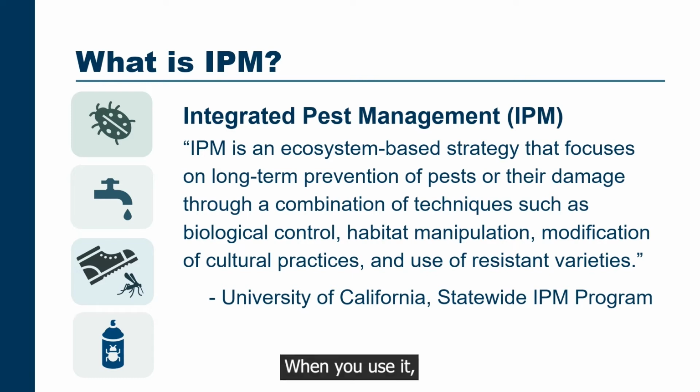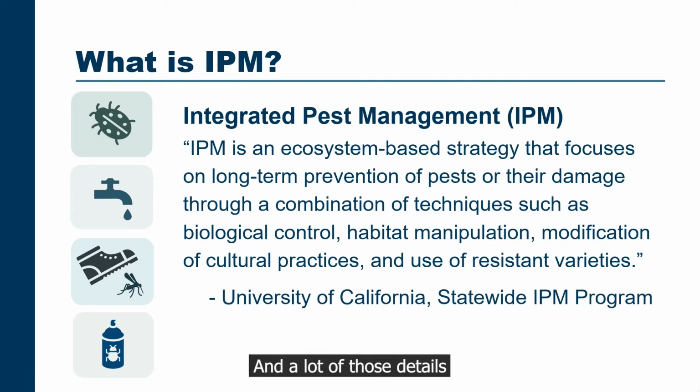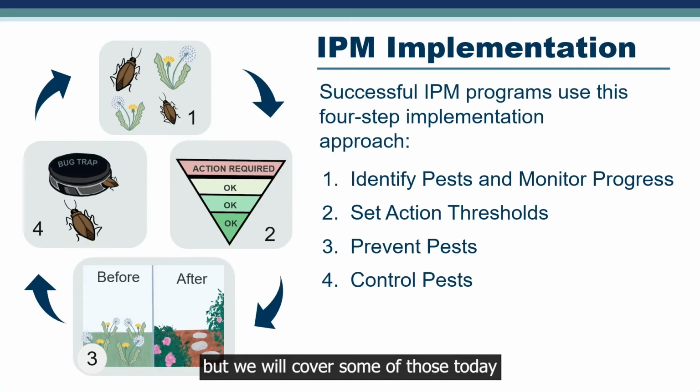Integrated pest management, when you use it, always starts with the question, is it a pest? And then the second question always is, why is it there? Not just reaching for a control, not just reaching for a pesticide, but finding out why it's there and addressing those causes. And a lot of those details are going to be in the second module, but we will cover some of those today.